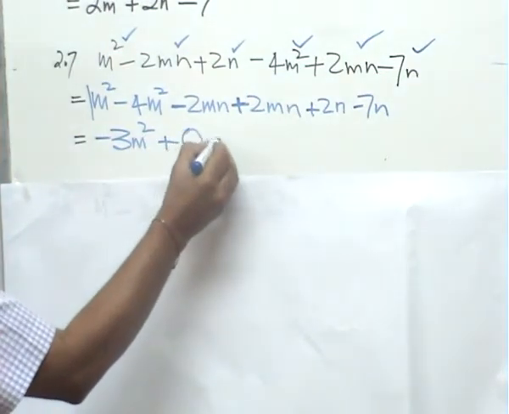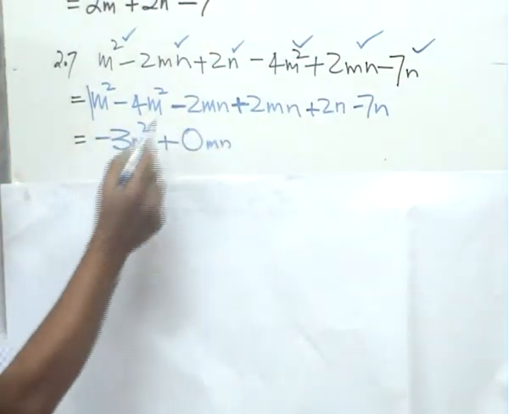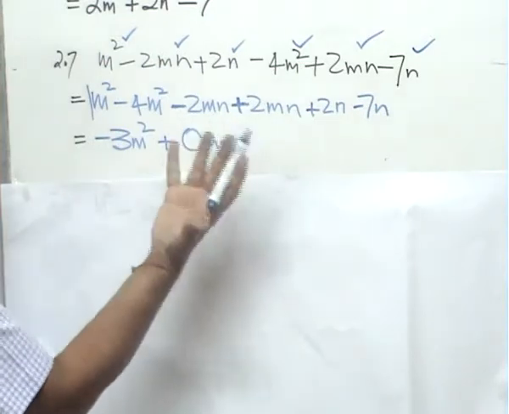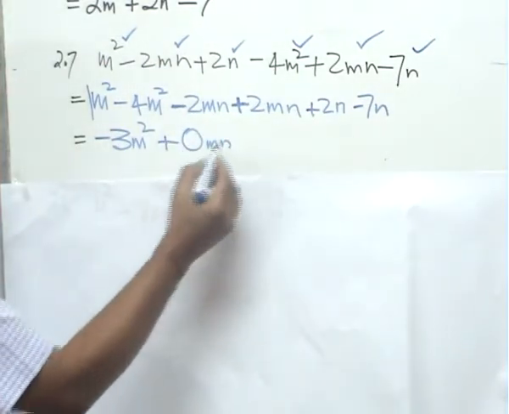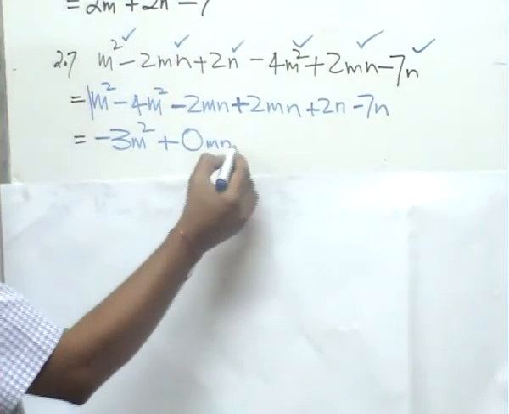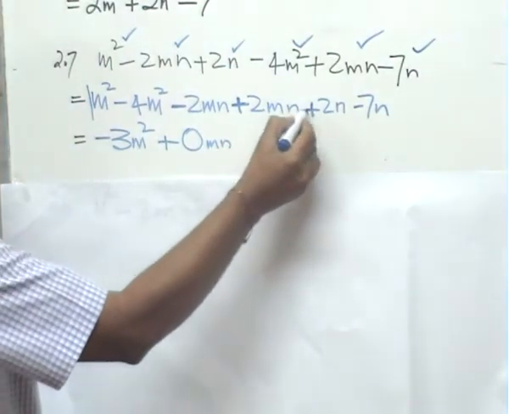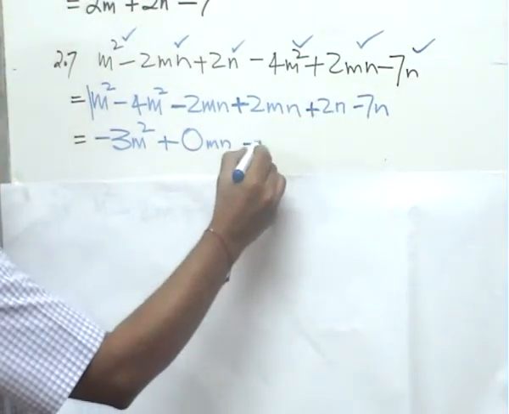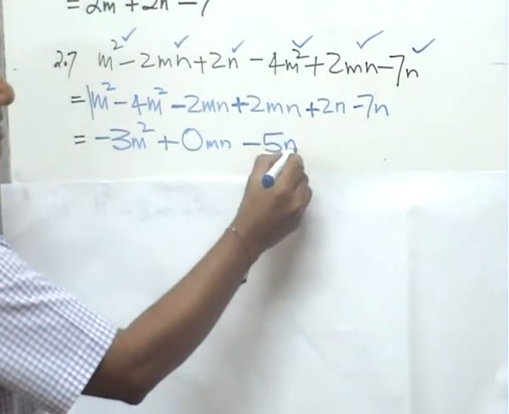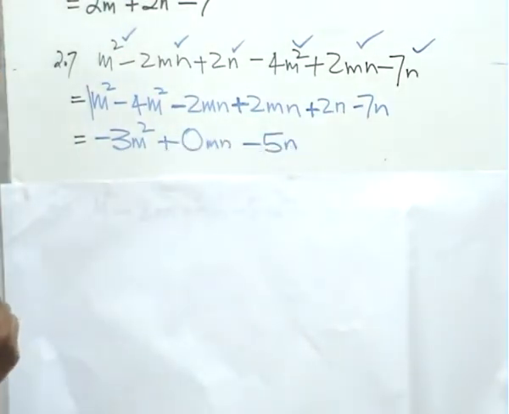So write it down first. 0mn. See, you owe 2, you have 2. So the answer is 0, because you'll have nothing in the end. Now you've got 2, you're owing 7. You'll end up owing 5. So it's minus 5n.